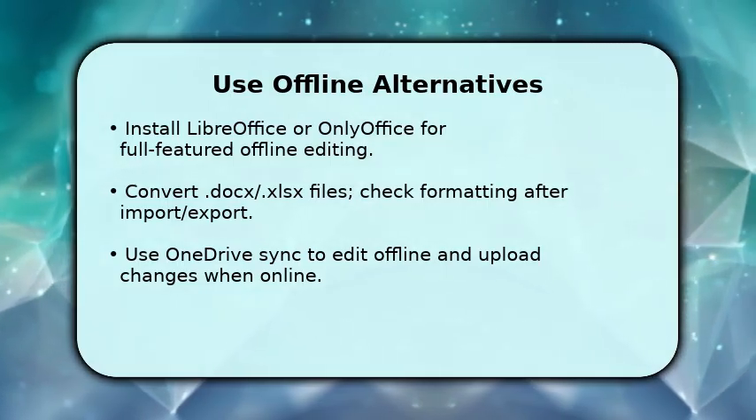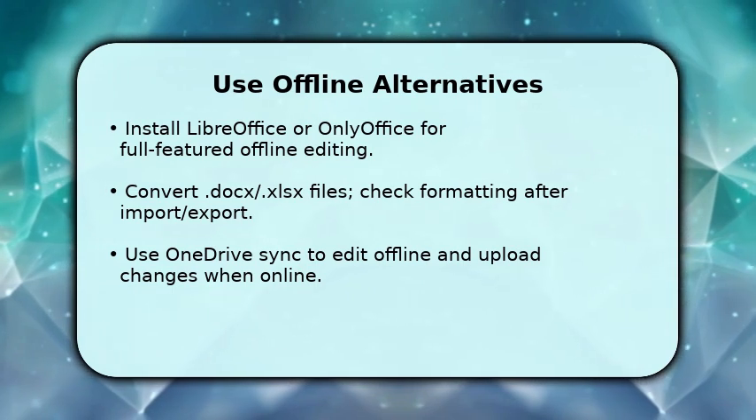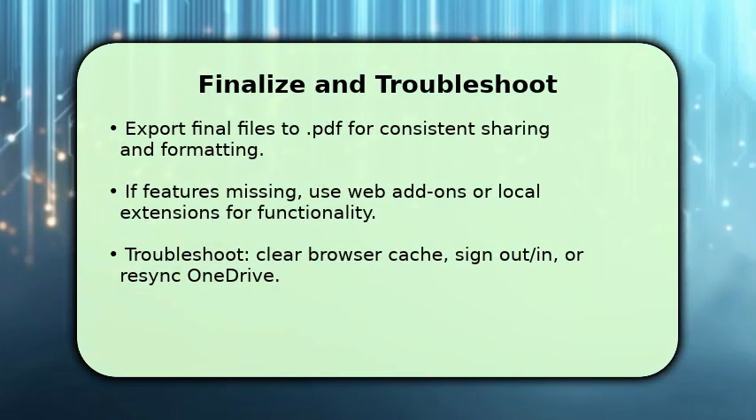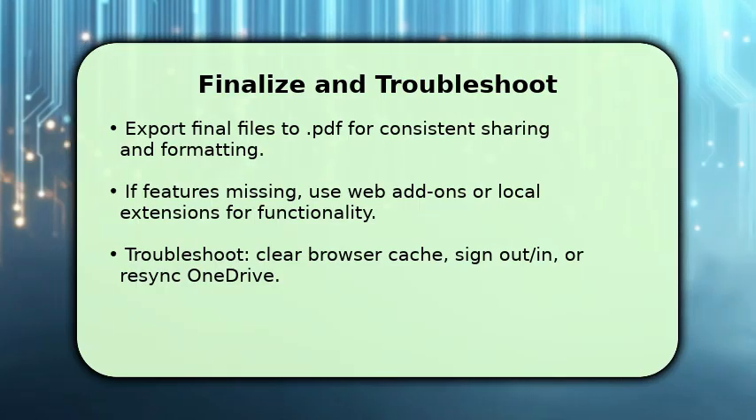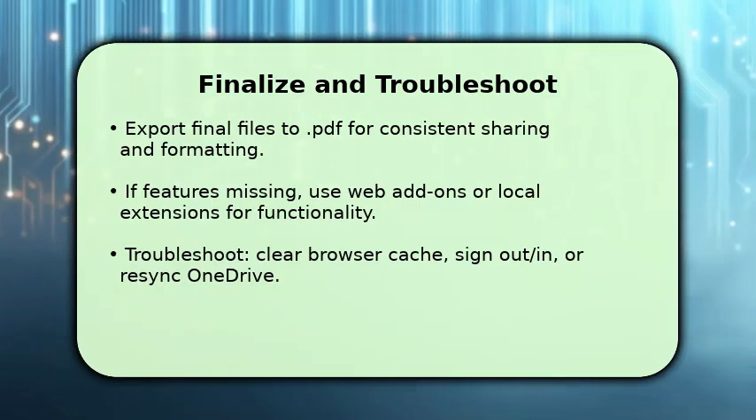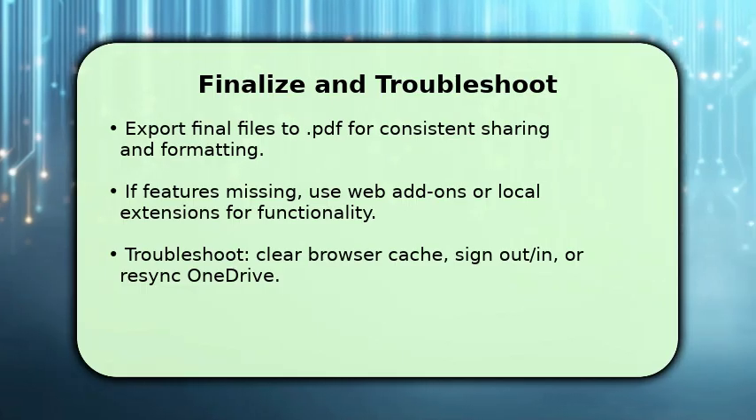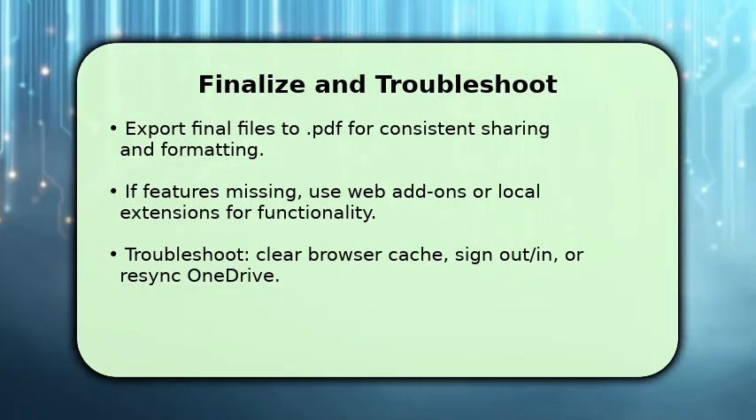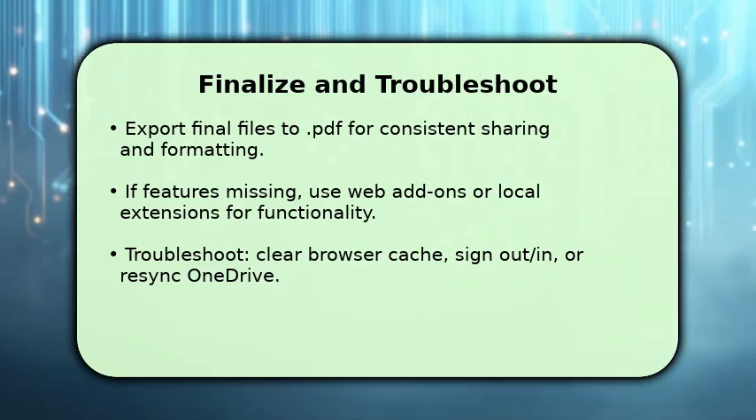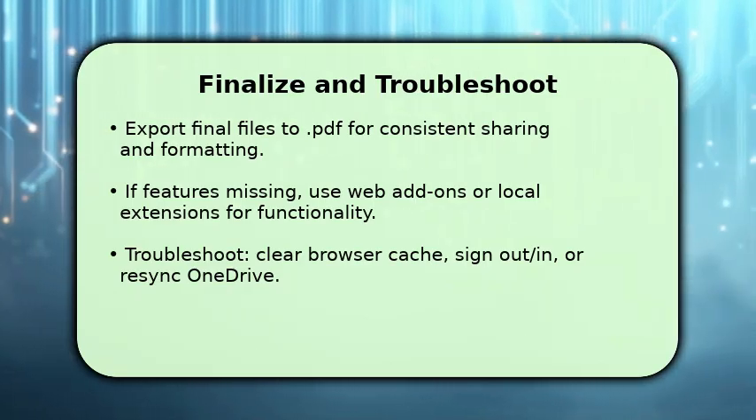To finish, export deliverables to PDF for consistent layout and recheck compatibility across platforms. This prevents lost formatting. If you encounter missing features, install browser add-ons for web apps or extensions for your local suite to bridge gaps. Make sure to resync OneDrive after edits so everything updates in the cloud.